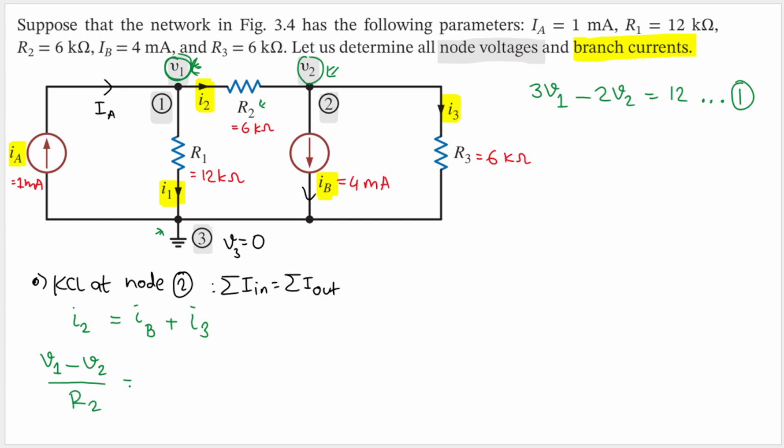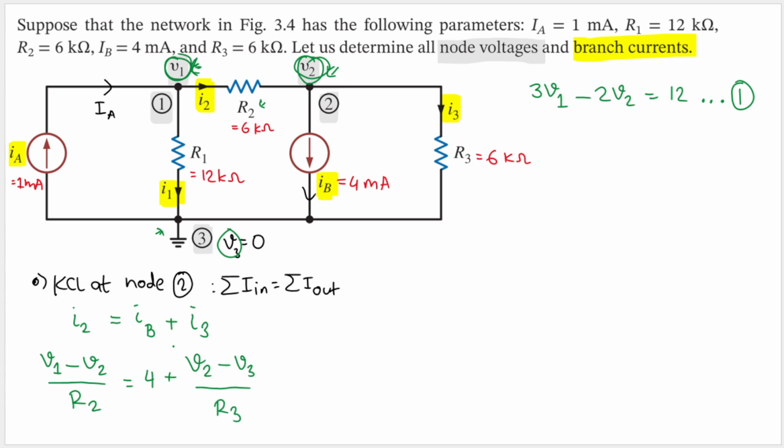Good. And now what is IB? IB is this 4 milliampere, so we know that IB is 4. And then plus I3. I3 is this one here. We know that it goes from V2 into this node here, which is V3. So I3 is V2, where it comes from, minus V3, where it goes, divided by the resistance between them, which is R3.